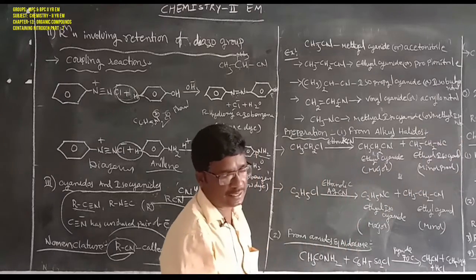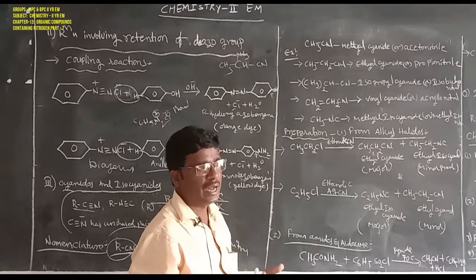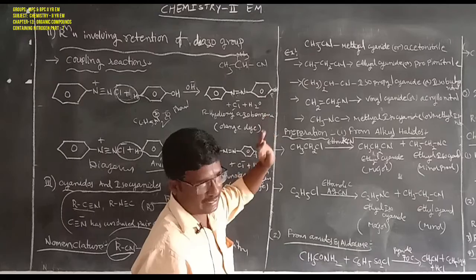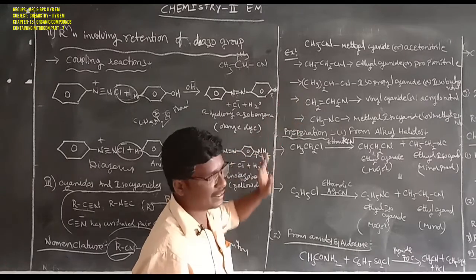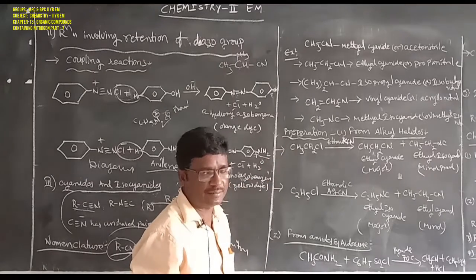That is the nomenclature. When cyanides and isocyanides are attached with methyl groups or aromatic groups, they are called methyl cyanide, ethyl cyanide, propyl cyanide. That is the nomenclature of the compounds. Next one, preparation of cyanides and isocyanides.